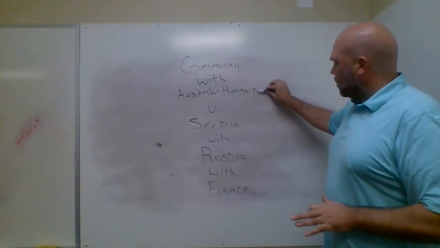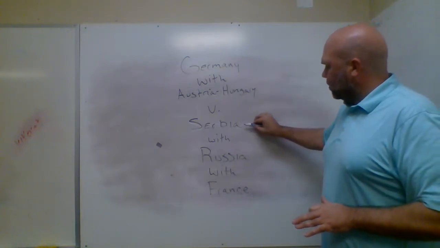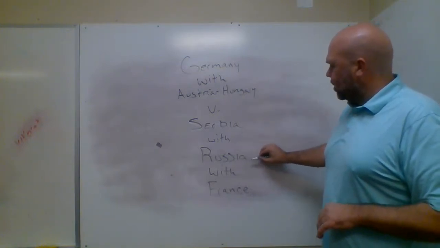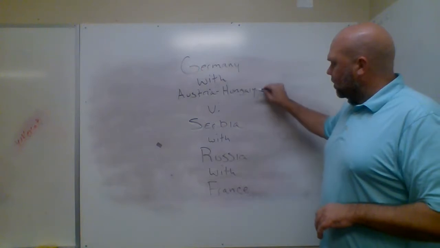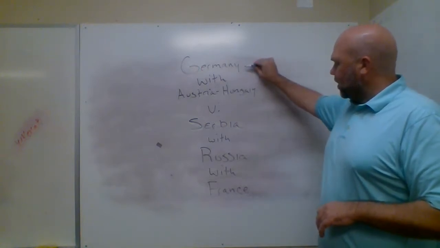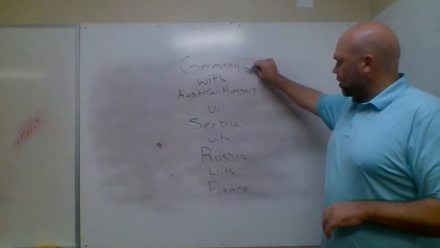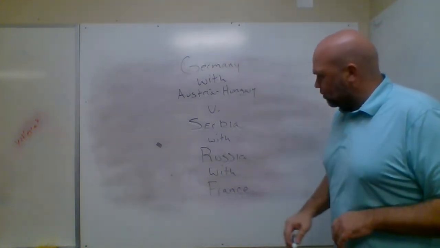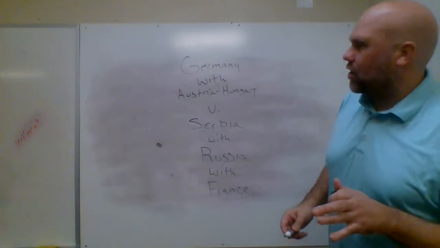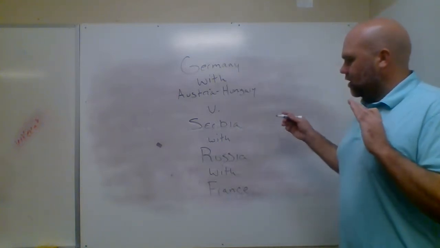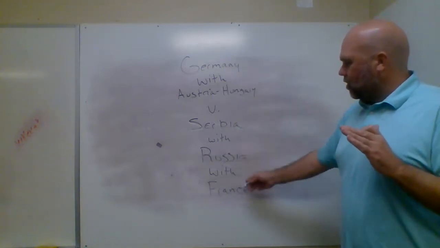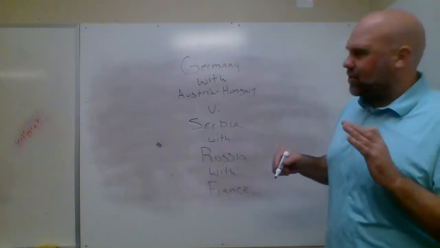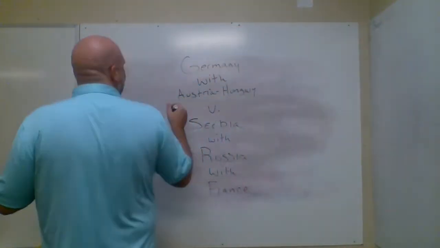So Austria-Hungary declares war on Serbia. Serbia's secret alliance, Russia, jumps in. As Russia jumps in, Austria-Hungary's secret alliance, Germany, jumps in. As Germany jumps in, Russia's secret alliance with France, France jumps in. Germany makes a decision here. Germany says, listen, we need to knock one of these two people out. We think France is not ready, so let's go after France.